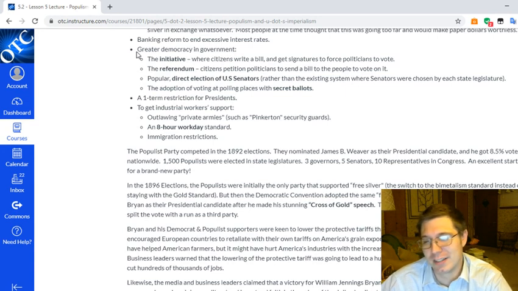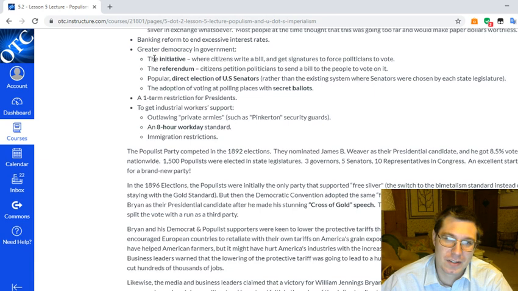That's something that is different in that time period from what you'll see among a lot of farmers today, oddly enough. Another thing the populists called for was greater direct democracy in government. So, for example, things such as the initiative, a process where citizens write a bill and get signatures to force politicians to vote on it. And the referendum, where citizens petition politicians to send a bill to the people to vote on it.